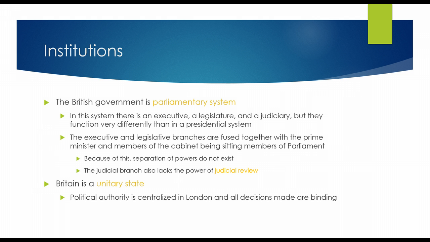Britain is a unitary state. Political authority is centralized in London, and all decisions made are binding. I know that we talked a little bit in our previous lesson about Wales and Scotland and Northern Ireland being able to have their own kind of assemblies and things like that. And remember, even though they have those assemblies and have a little bit more authority than they used to about what happens locally, law passed by Parliament is overriding.